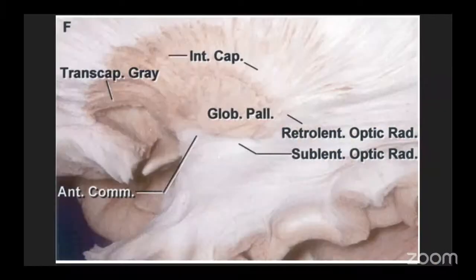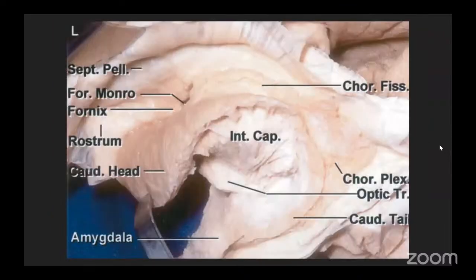So you can see internal capsule completely here. Along with the internal capsule, you can see the globus pallidus now, you can see the retrolenticular radiation, you can see the sublenticular radiation, etc. We also have anterior commissure going on here. Now look at this beautiful dissection. The caudate head has been retracted. This head was here, it was up, and if you look closely, this portion here is lateral ventricle, right? You can see the foramen of Monro here.